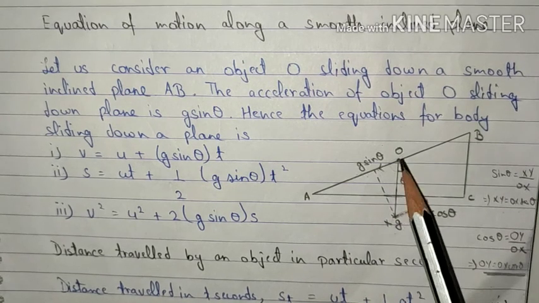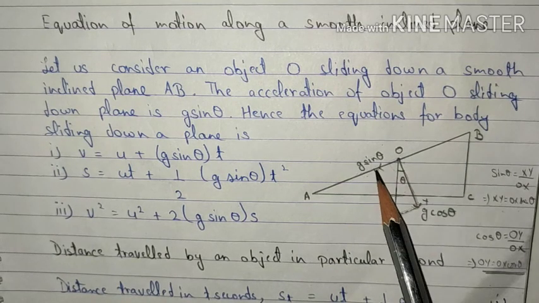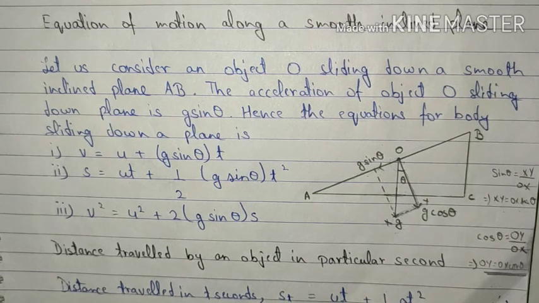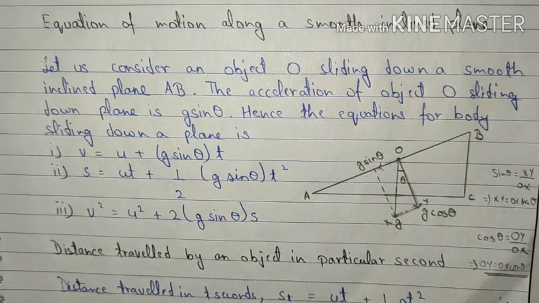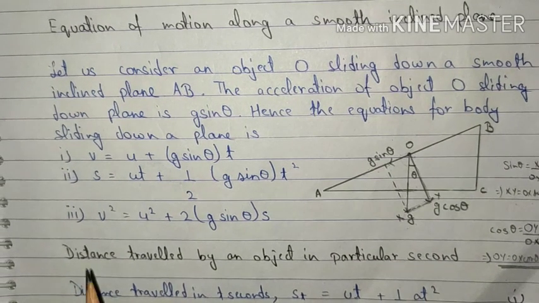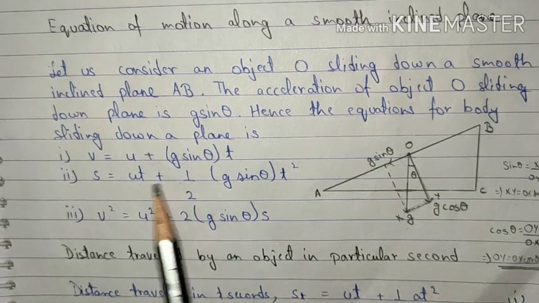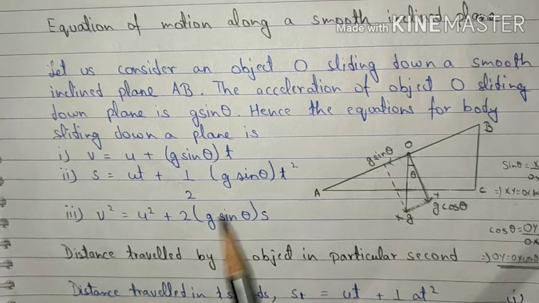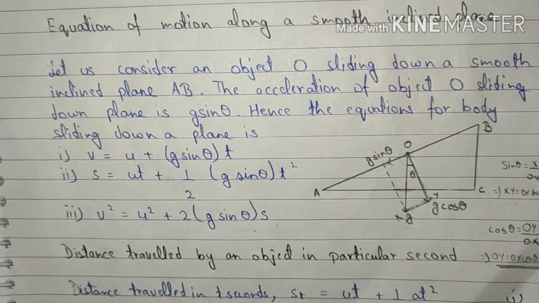So we come to know that the ball or the object that is sliding down this inclined plane will experience an acceleration of g sine theta. So what are we going to do in the three equations of motion? Instead of writing a over there, we will write g sine theta. So the three equations of motion become v is equal to u plus g sine theta whole into t, s is equal to ut plus half g sine theta t square, v square is equal to u square plus 2 g sine theta s.